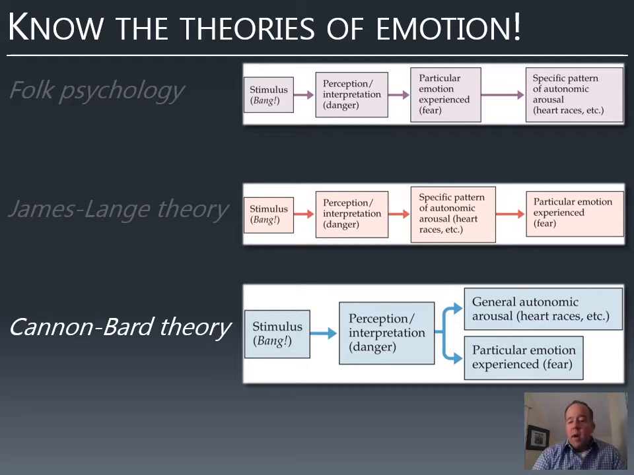you are afraid of something, you might have a sympathetic response and then the emotion. So this gets around that, but we know it's not right either. Thanks to the Schachter-Singer experiment, we know that these things interact.